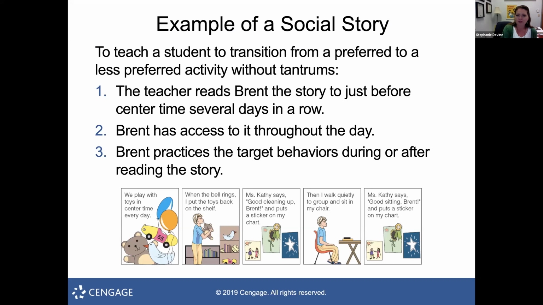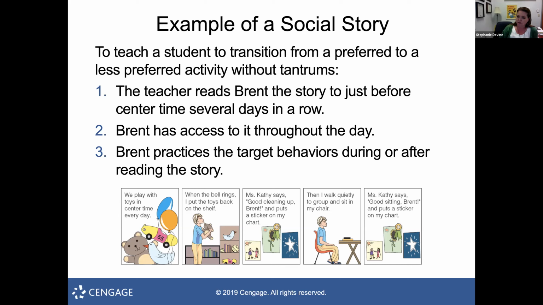So here we have an example of a social story to teach a student how to transition from a preferred to a less preferred activity without having a tantrum of some kind. So it's broken down into the steps you see below. This is the story that is given to the student. So the teacher reads the story to Brent just before center time, several days in a row, right? We're prepping with the story. Brent also has access to this story throughout the day. And then Brent practices the target behaviors during or after reading this story.